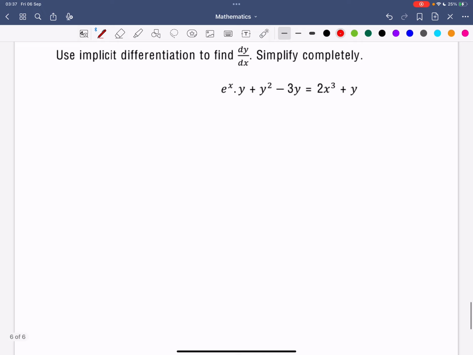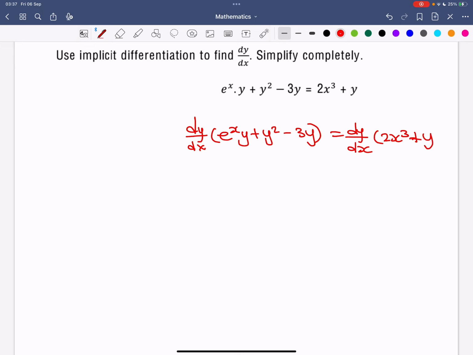So in this case, you're going to write dy over dx on both sides: d/dx of e to the x y plus y squared minus 3y equals d/dx of 2x cubed plus y. And after doing this, what is the next step? The next step is to actually differentiate. I'm just going to move to this side further.